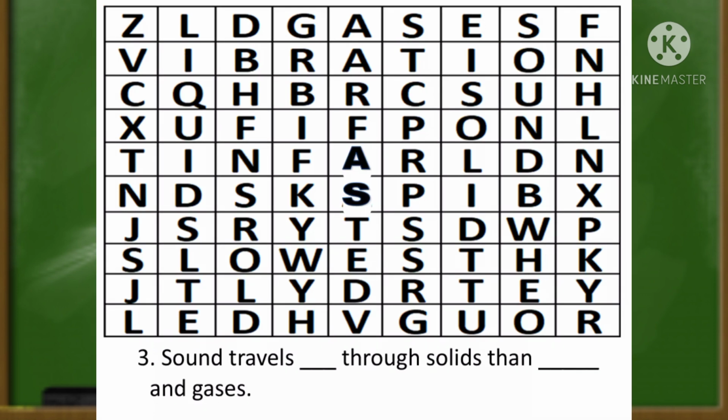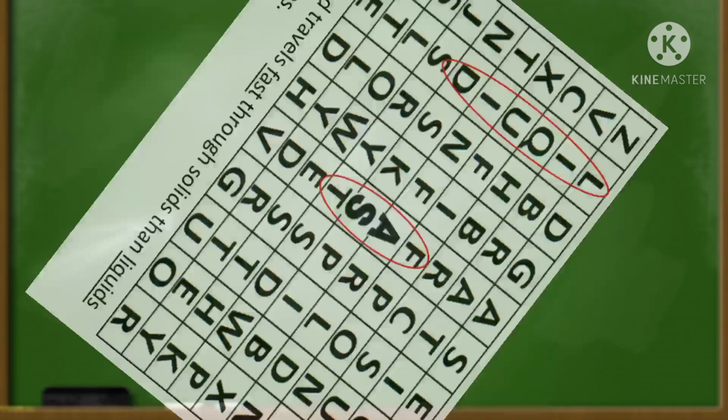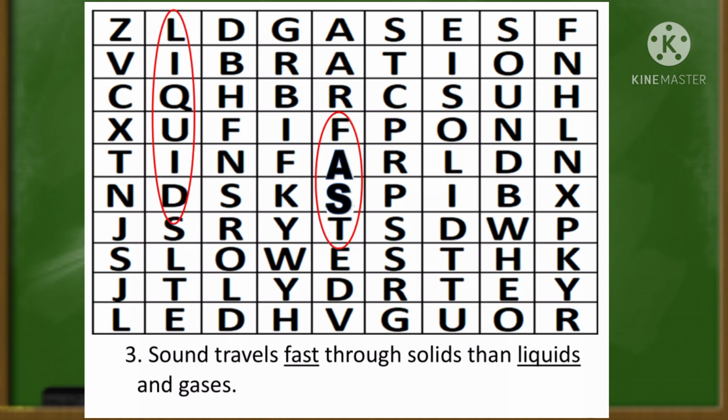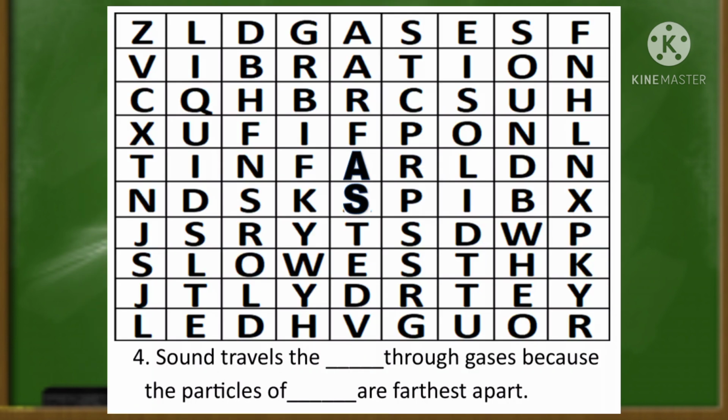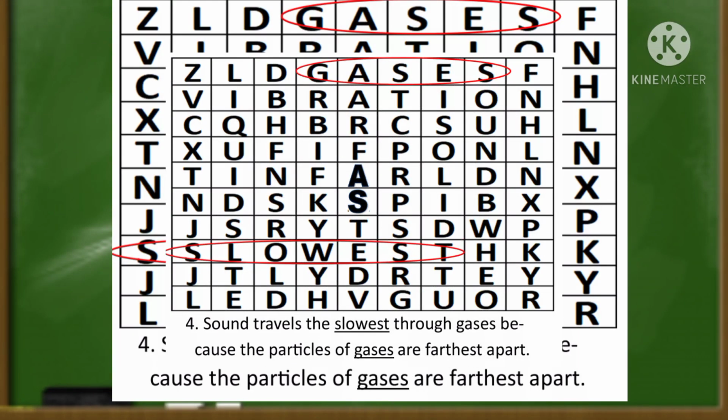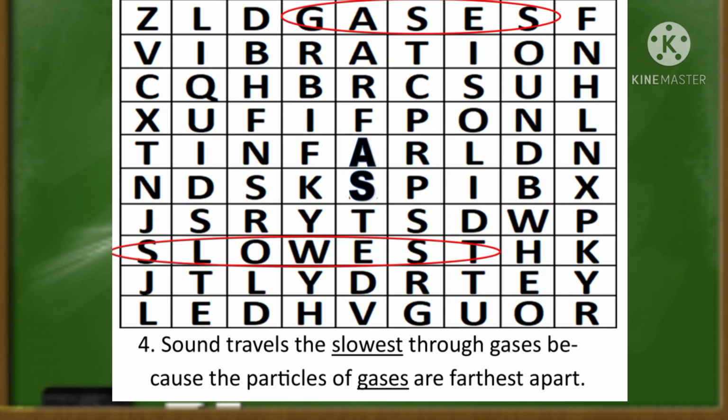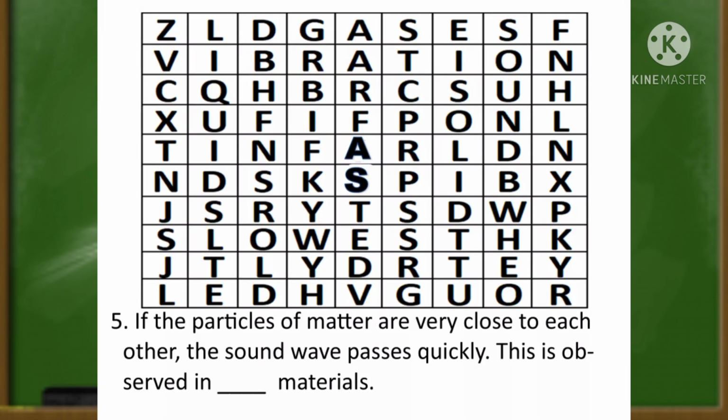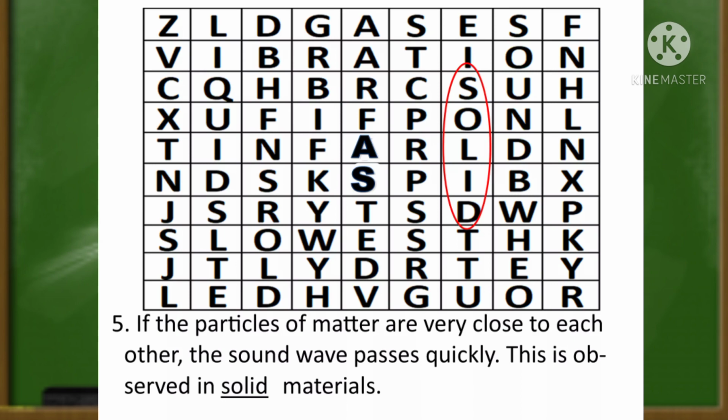3. Sound travels blank through solids than blank and gases. Right, the answer is faster and liquids. 4. Sound travels the blank through gases because the particles of blank are farthest apart. Yes, the answer is slowest and gases. 5. The particles of matter are very close to each other, so the sound wave passes quickly. This is observed in blank materials. The right answer is solid.